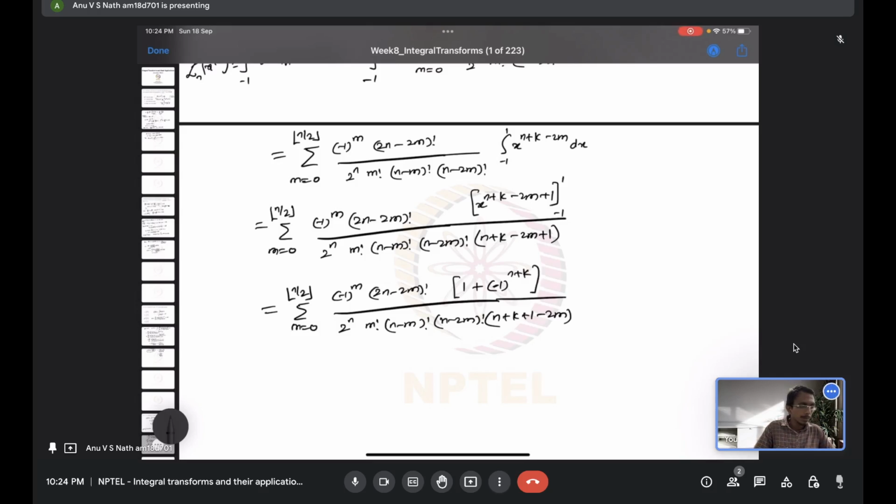If both are even or both are odd, you will get even. If either one is odd and the other is even, you will get odd. And so that's how it goes. So yeah, here also we are stuck. We don't know the solution for this.